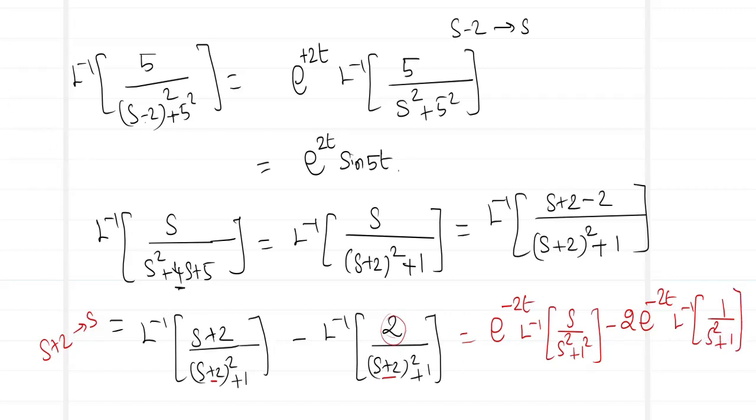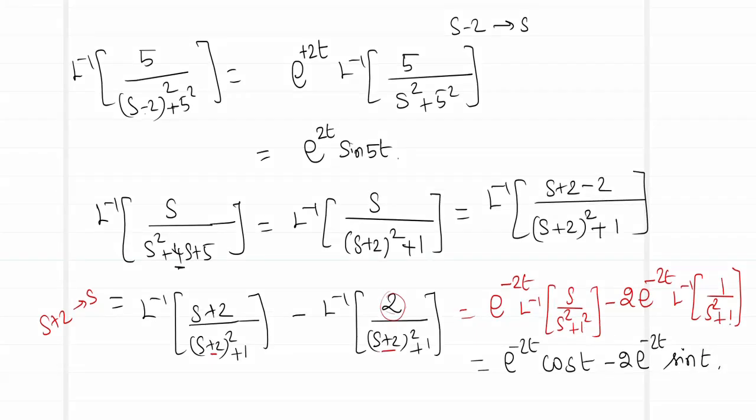Now we can compute the final answer for this stage as e power minus 2t. Since it is s, we have it as cos t because the constant is 1, minus 2 e power minus 2t, and since it is a constant, this will be your sine, and the value of the constant is 1, so it will be sin 1t. So in this case, we can take e power minus 2t common outside, and that will leave us with cos t minus 2 sin t.